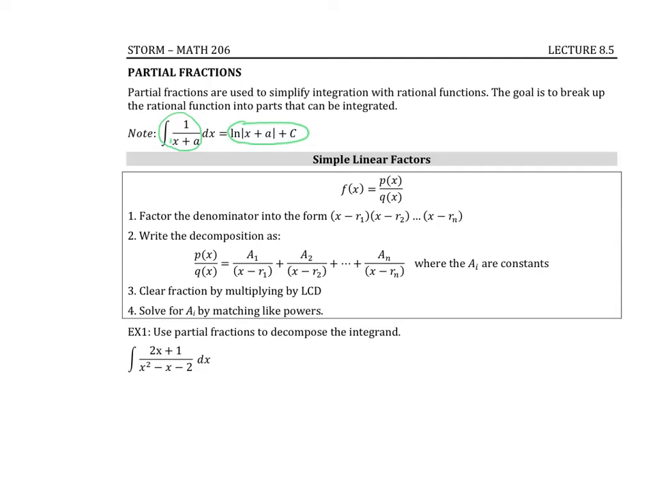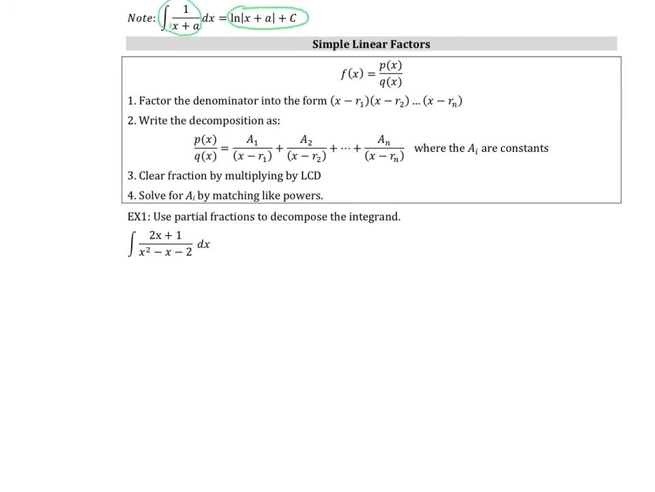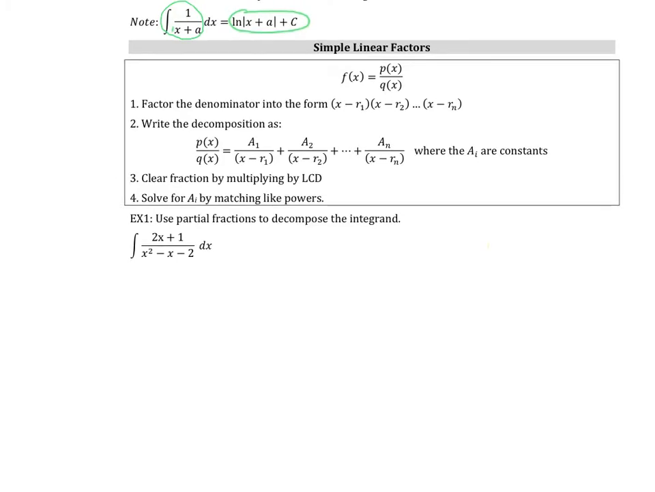So our strategy when we try to evaluate rational functions is to break it down into smaller pieces. So we're going to look at some cases. The first case we're going to look at is if we have linear factors. Linear factors are factors where the exponent on the x is 1. So if we have some sort of rational function where p and q are polynomials, then what we're going to try to do is break down the rational function into some smaller pieces.